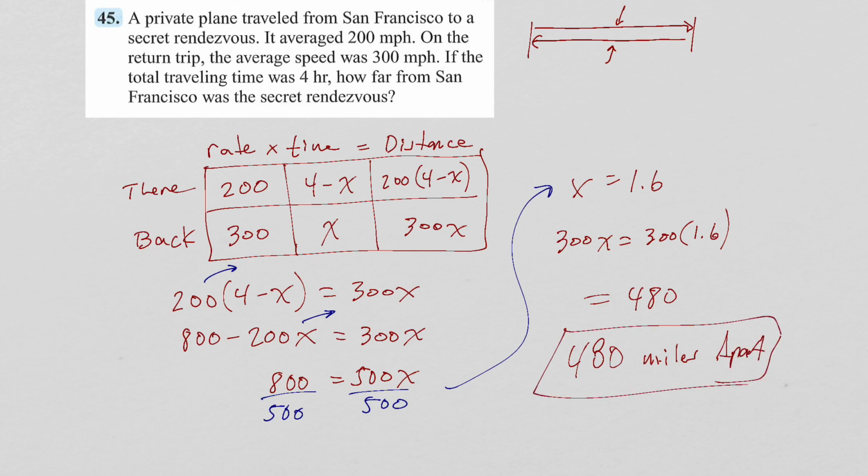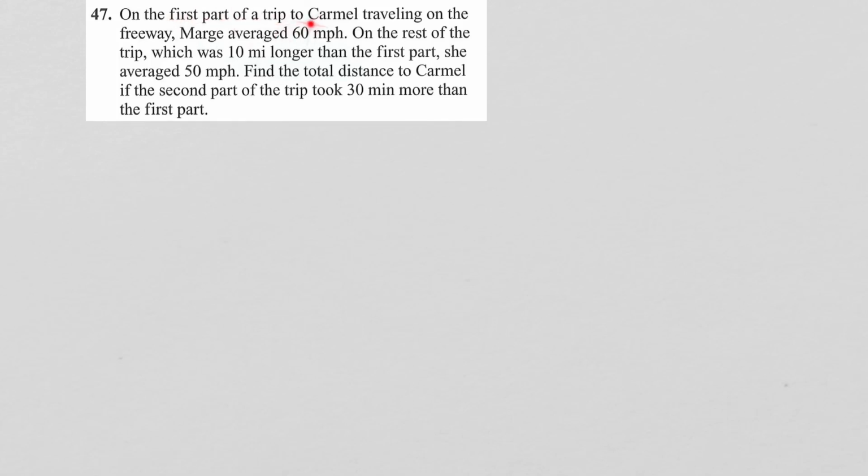And that's it. Okay, on the first part of the trip to Carmel, traveling on the freeway, Marge averaged 60 miles per hour. On the rest of the trip, which was 10 miles per hour longer than the first part, she averaged 50 miles per hour. Find the total distance. Well, let's start with the easy stuff. This is a rate times time equals distance.